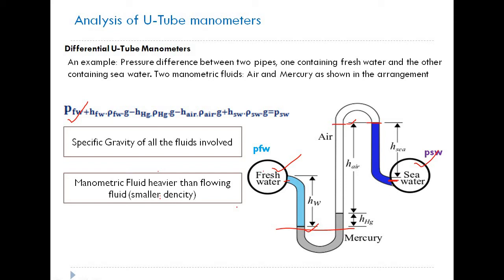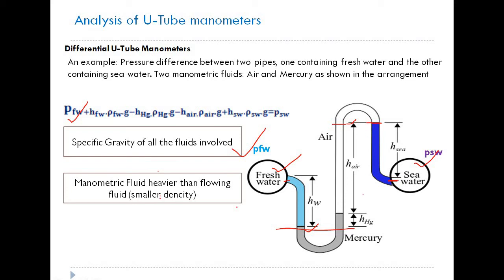So once again I repeat: P_FW plus pressure due to this column of freshwater, minus pressure due to the h_Hg column of mercury, minus pressure due to the h_air column of air, plus pressure due to the h_SW column of seawater, will be the pressure in the seawater pipe, P_SW. So here the unknown values are only the specific gravity or density of the fluids involved, that is freshwater, seawater, air and mercury.